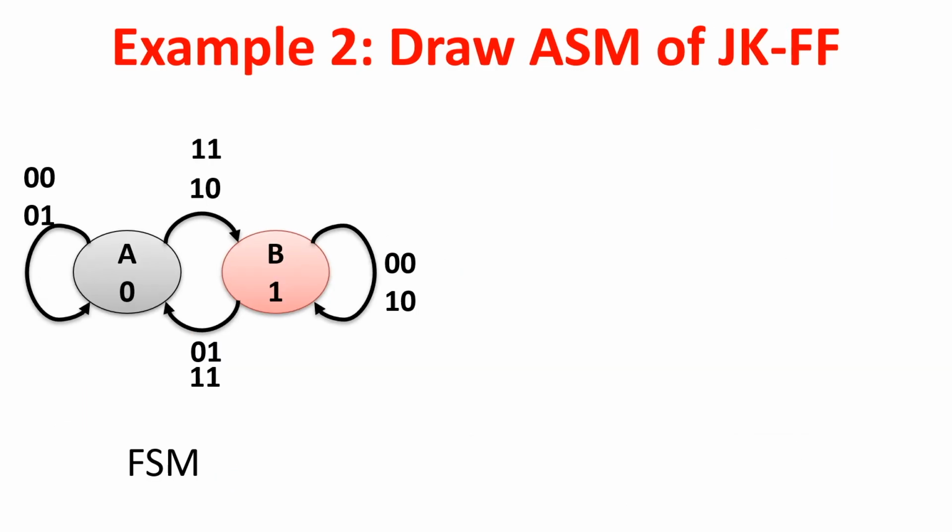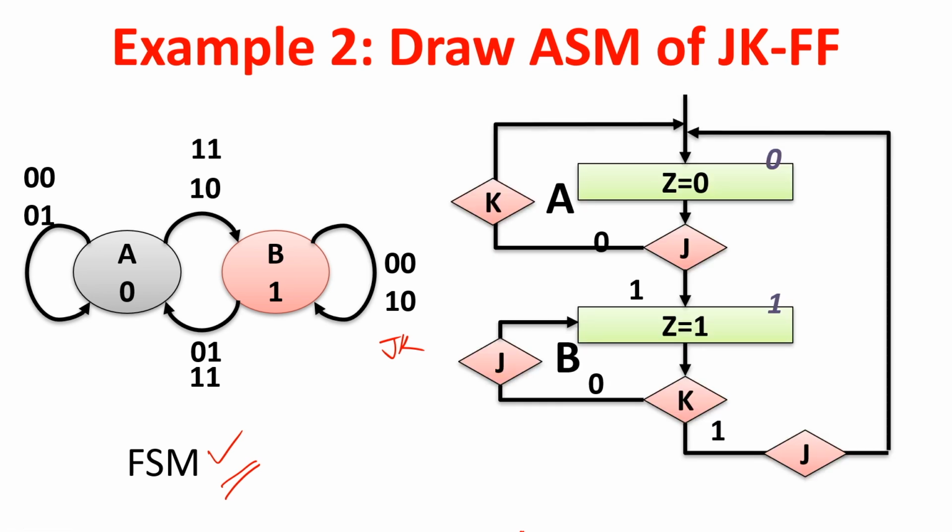Draw ASM of JK flip flop. So, this is the FSM of JK flip flop, okay. And this has also two states. There are two inputs, J and K. Based on the value of J and K, it changes the state. This is the FSM of JK flip flop, okay. Correspondingly, the ASM will look similar. So, this has also two states, A and B.